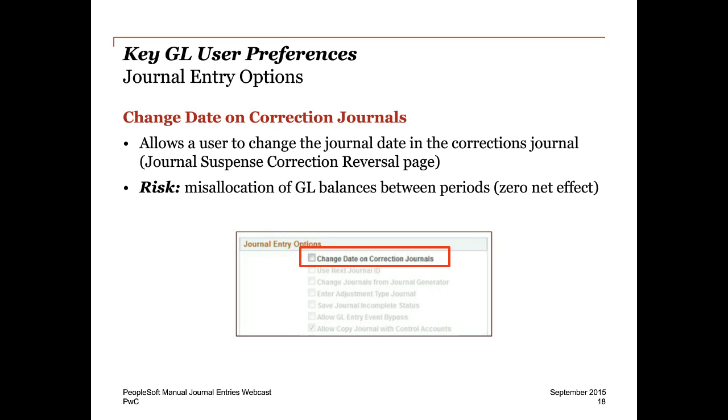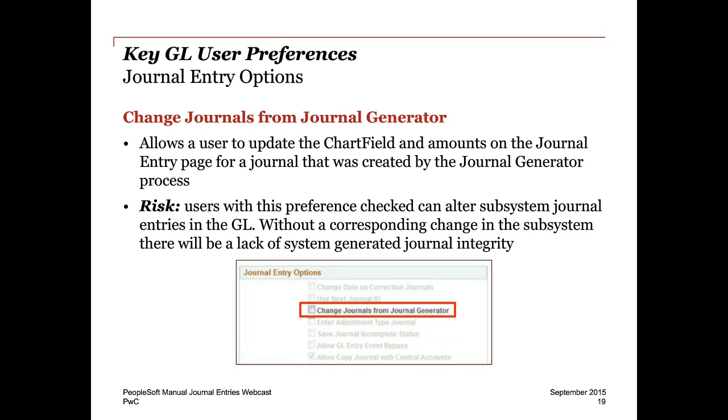The second one we want to speak through briefly is changing journals from within the journal generator process. And Eric is going to speak a bit more on this process holistically in a few minutes. What this user preference allows is for a user to update the chart field and amounts while a journal is sitting within that journal generator process, prior to it formally being posted within our GL.